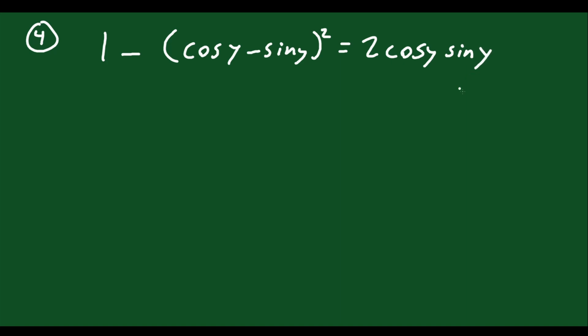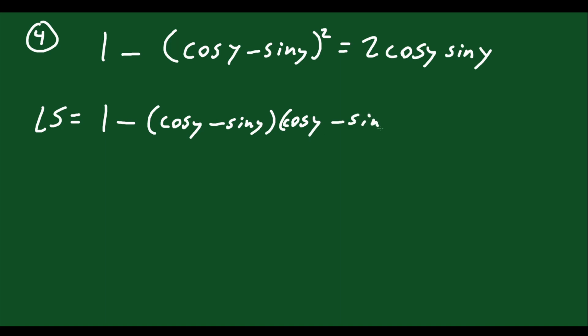Number 4, we'll have (1 minus cos y minus sine y) squared equals 2 cos y sine y. Let's start with the left side. Not sure why, sometimes your intuition just tells you to pick one side over another. And again, you can work on either side and probably get your answer, but it looks like the left side has more potential for simplifying than the right. So what can we do? Well, I could expand this bracket, right, because it's squared. So what I really have is (1 minus cos y minus sine y) times (1 minus cos y minus sine y).